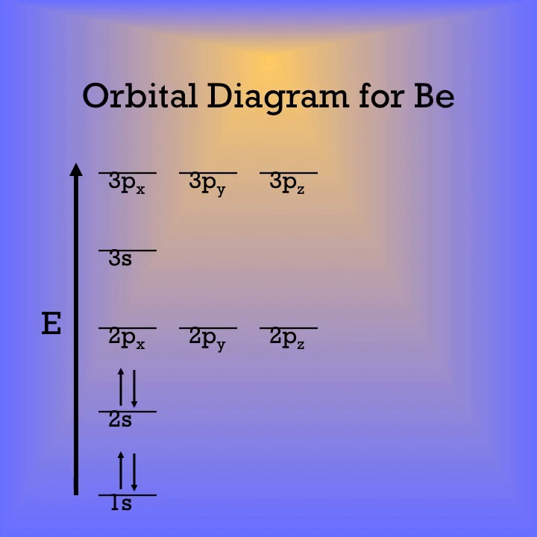I did beryllium on this slide. Beryllium has a total of 4 electrons. The first 2 enter the 1s orbital. Can't have more than 2 electrons in an orbital, so they then go into the next higher energy orbital, which is 2s. 2 electrons can fit in there. So beryllium has 2 electrons in the 1s and 2 electrons in the 2s. And I bet you that you can look at your electron configuration for beryllium and see that.